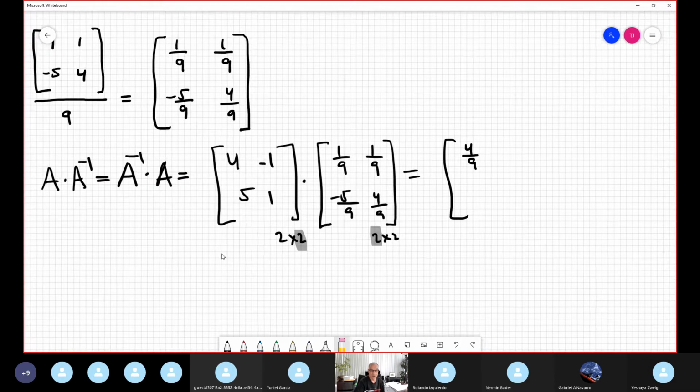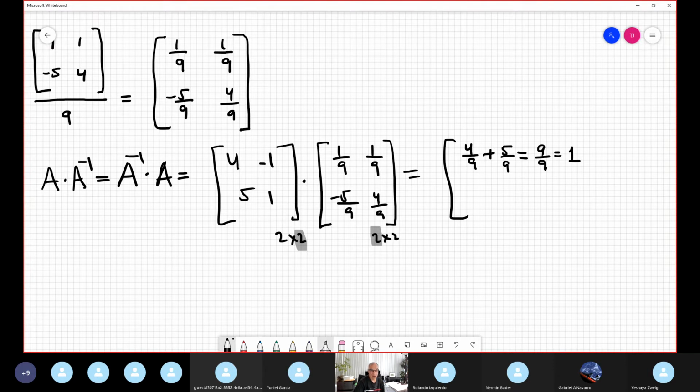Super. So you multiply this times this, and it's obvious that it's 4/9 plus, because minus times minus is positive, 5/9, which is 9/9. And 9/9 is 1. Right?